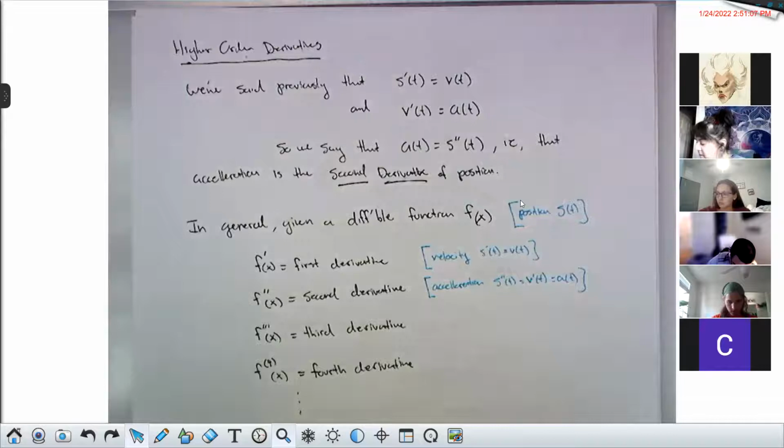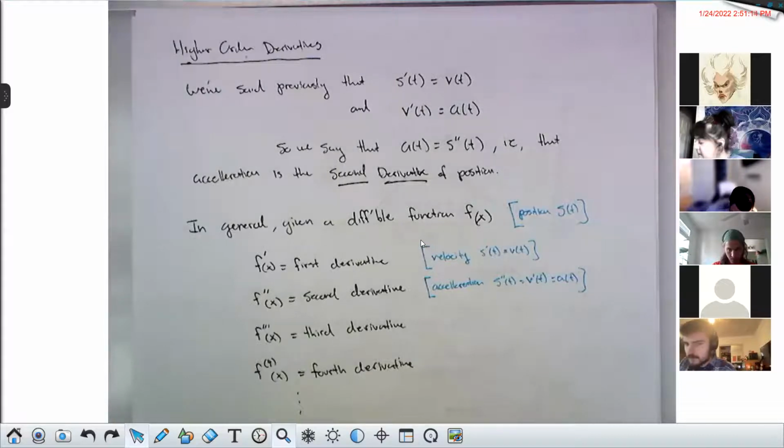Momentum, maybe? Oh, what was that? Momentum or no? Momentum is connected to these. Momentum is mass times the velocity. So that comes out of first derivative information.